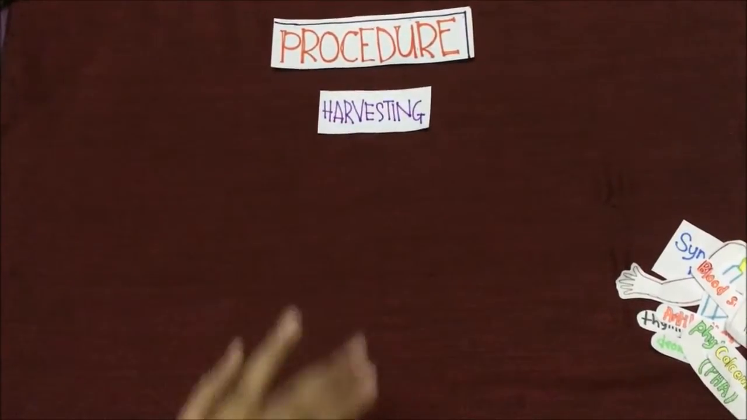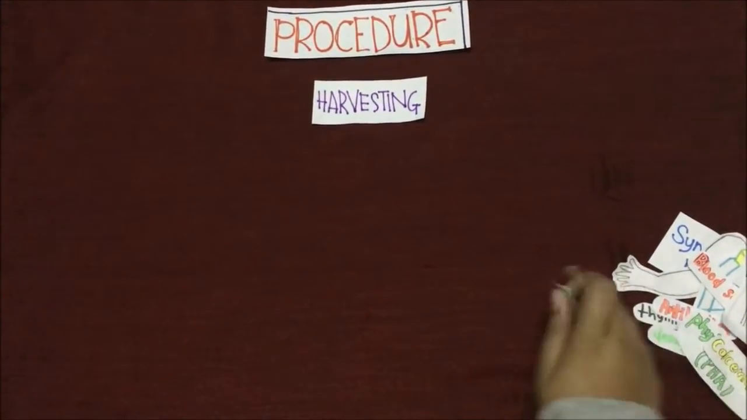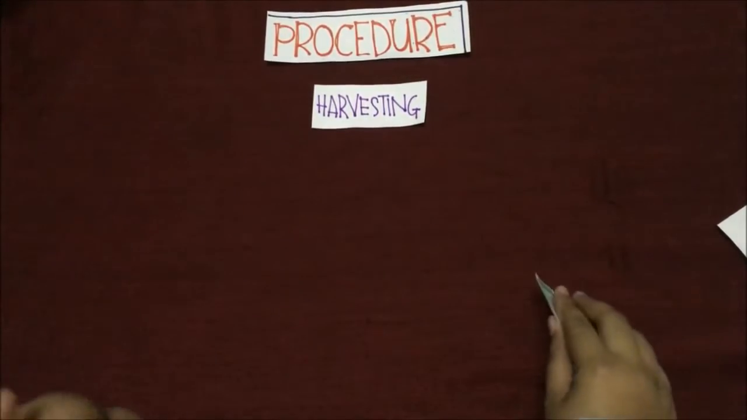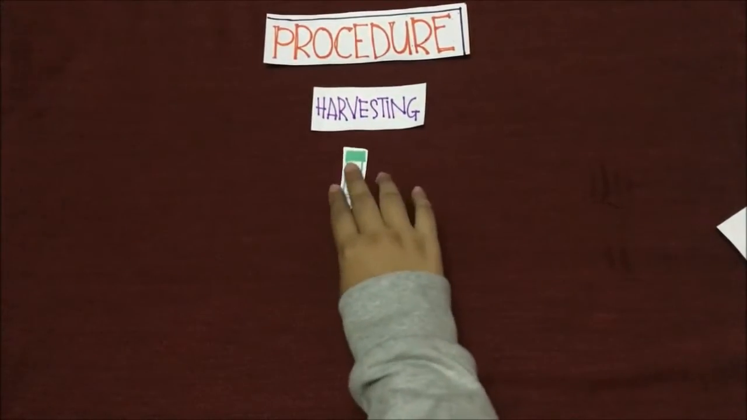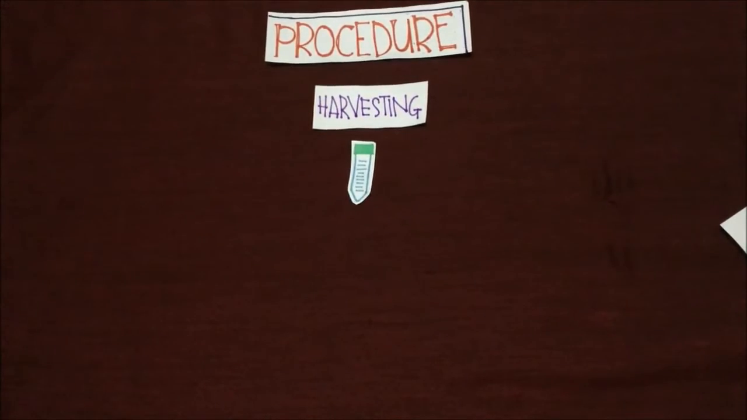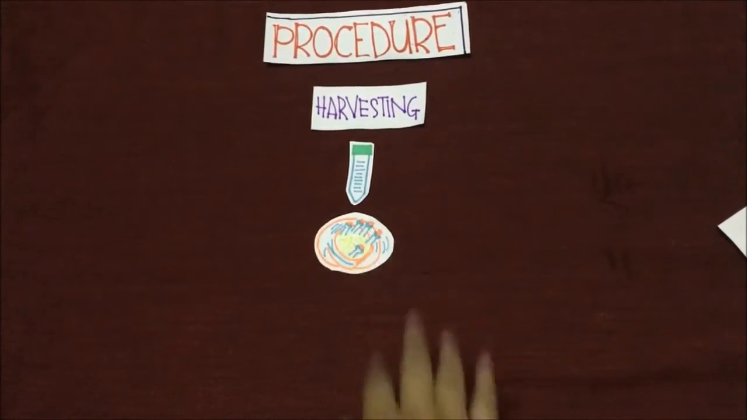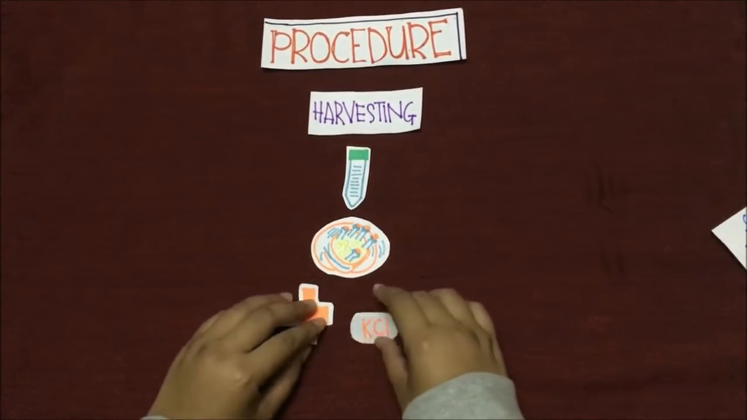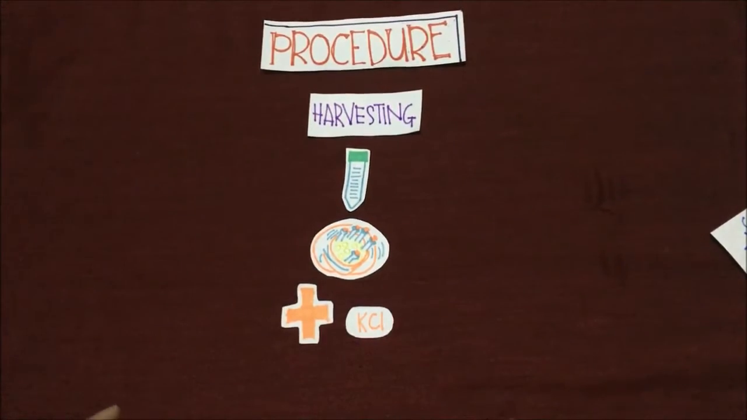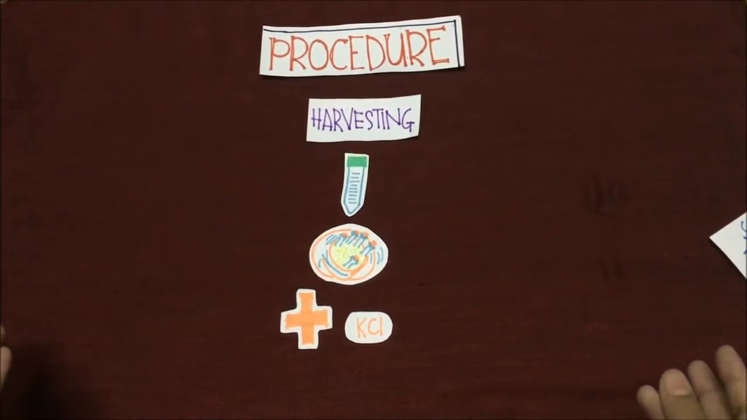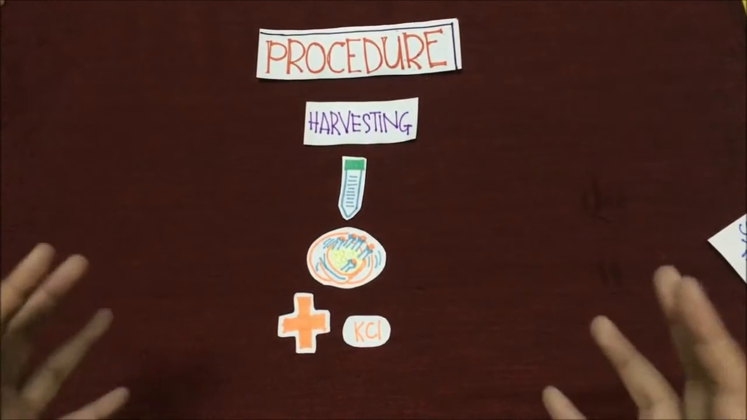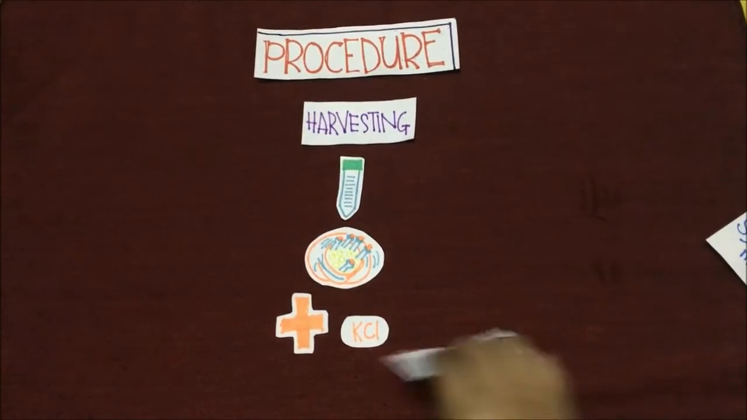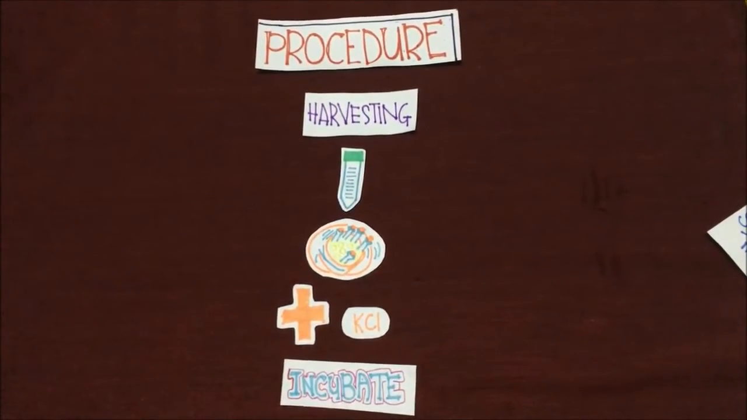Harvesting will start after all of the incubations with colcemid and everything. We're going to put it into a tube first, then centrifuge it. Then we're going to add KCl to create an environment of hypotonic solution. After that, we're going to incubate it for 30 minutes.